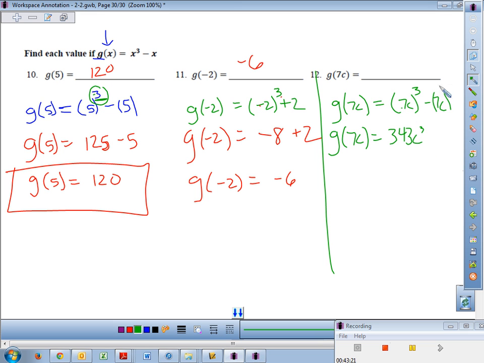c cubed. It'll come out positive, though, correct? People are like, wait a minute. That's an odd power. Doesn't it always come out negative? No. The base was positive. A positive times a positive times a positive will still be positive, correct? Only if the base was negative will that come out negative. Then minus 7c. Are those like terms? Yes or no? No. 343 c cubed has a cubed in it. 7c only has a c in it. Sound okay? Cool.